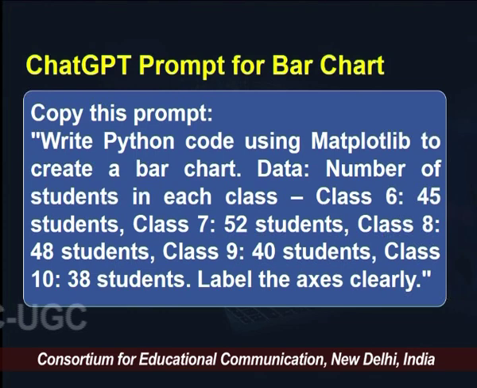So, we say class 6 has 45, 7 has 52, 8 has 48, 9 has 40 students and 10 has 38 students only. And we also put a constraint and we ask it to label the axes clearly. Now, axes are the x and y axes of your chart.